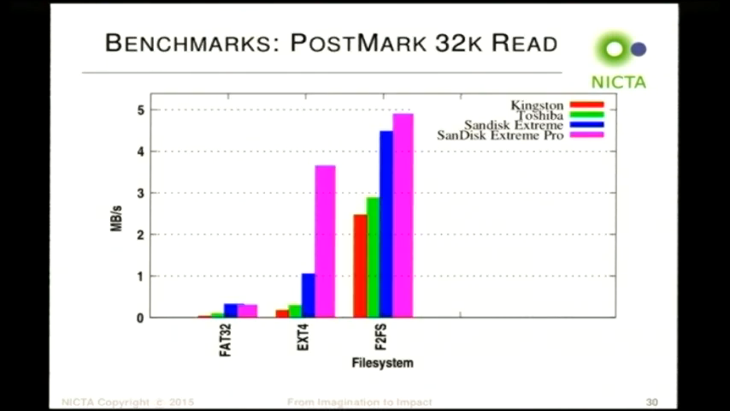Here's Postmark. Postmark reads and writes a lot of small files. And as expected, FAT32 performs really awful. EXT4 performs reasonably well on the SanDisk Extreme Pro. And F2FS performs pretty well on all of them. The nice thing is that for the Kingston card, F2FS performs adequately. NILFS performs slightly better, but that's a different story again. Anyway, so that's that.